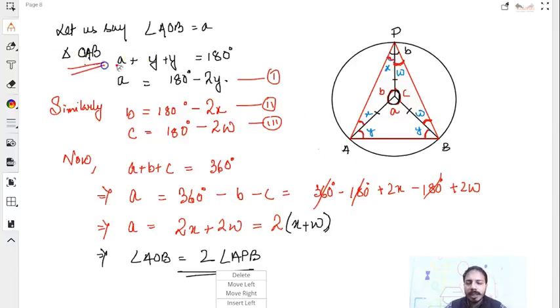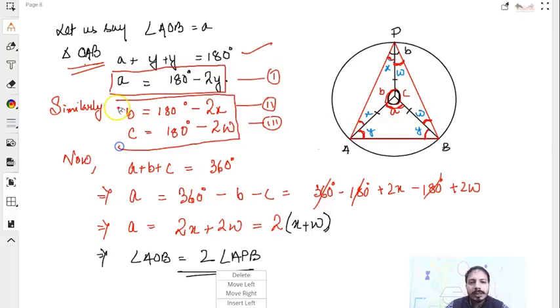Now if you see triangle AOB, what happens is this angle A plus this angle Y plus this angle Y is 180 degrees. So we know this particular thing. From here we can say that A is equal to 180 minus 2Y. So this is one relationship. Similarly, in this way I can find the relationship of the others also. So B can be written as 180 minus 2x. Similarly, C can be written as 180 minus 2W. Right? So we can write these angles now.